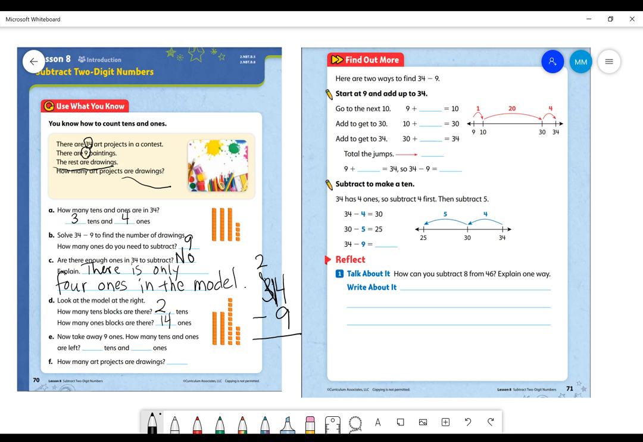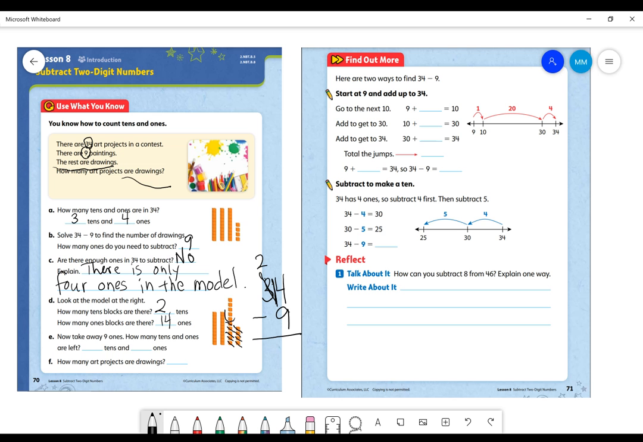Now, friends, when we add, we always start with our ones place. When we subtract, we always start with our ones place. So what we did is we busted up a 10 from 30, and we took that 10 over to our ones so we could subtract 9. So now I'm going to take 9 away. So 1, 2, 3, 4, 5, 6, 7, 8, 9.